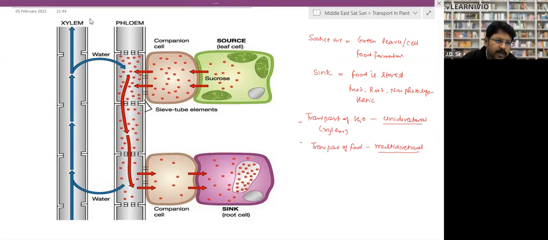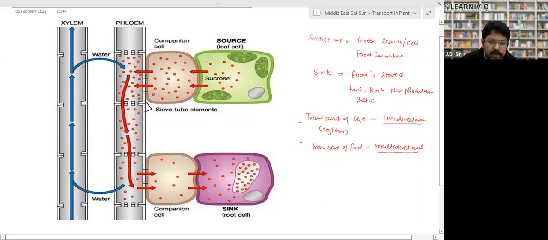Try to understand, and in case you are unable to understand, let me know. I'll tell you. Look, food is always produced in the form of glucose. So glucose is produced, but mind it, guys, transport of glucose does not take place. What is glucose? Glucose is a type of monosaccharide. Try to understand.